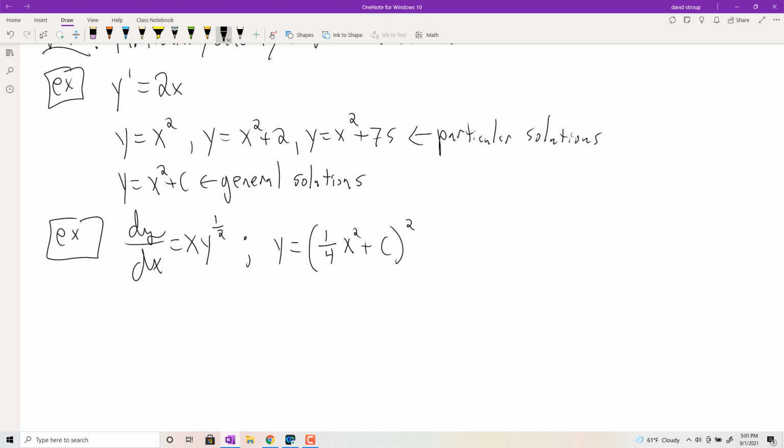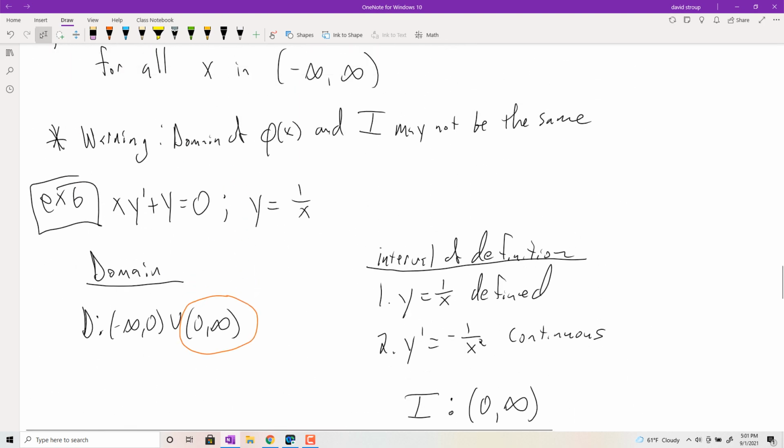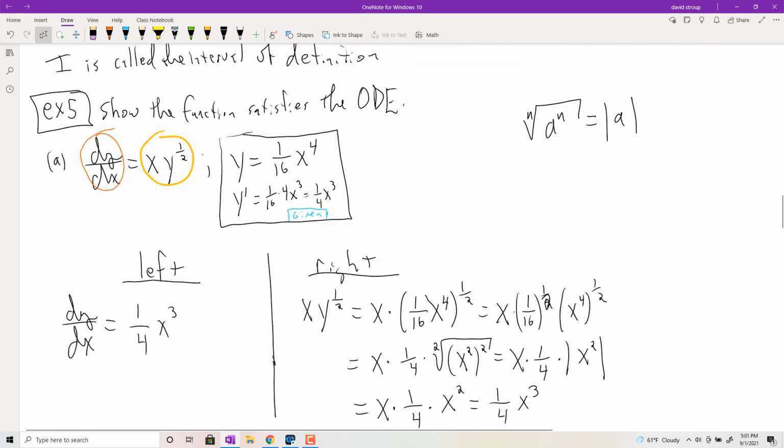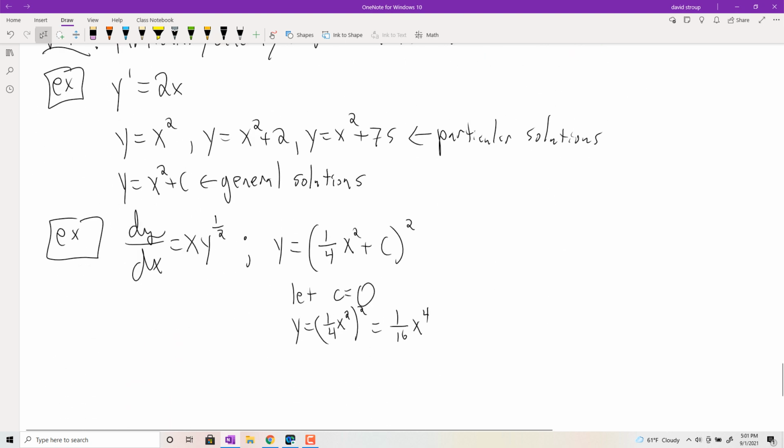Okay. So from above, the particular solution of 1/16 x to the 4th, that thing I can get by letting c equal 0. So if you let c equal 0, you get y equals (1/4 x squared) squared plus 0, and that would be the 1/16 x to the 4th. And that's the solution that's given in this example we were playing around with up here. Okay, so 1/16 x to the 4th. But there's another solution that you can't get by just letting c equal something.